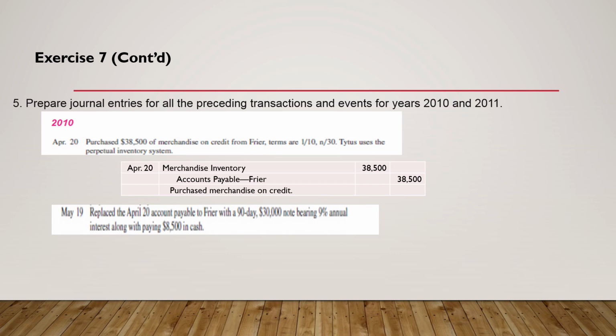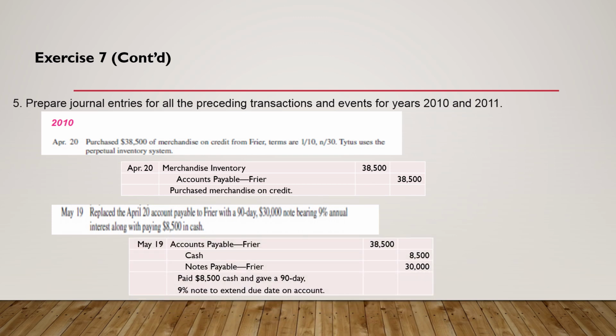Okay, let's see the entry. As I said, I need to decrease the accounts payable, so it's going to be debit accounts payable. And I paid cash, so credit cash. And there's a liability, which is the notes payable instead of the accounts payable. So it's going to be credit notes payable. And that's it.